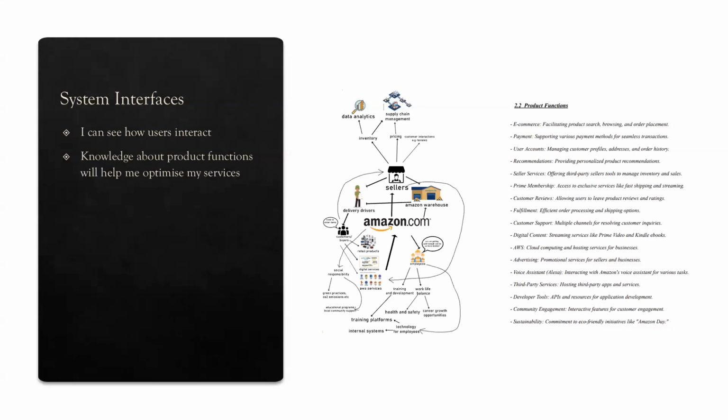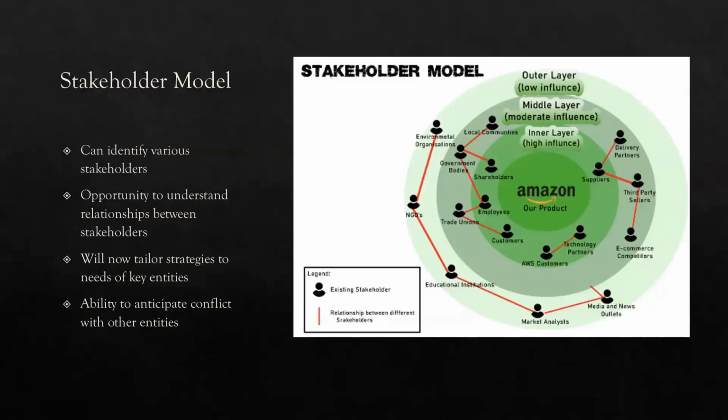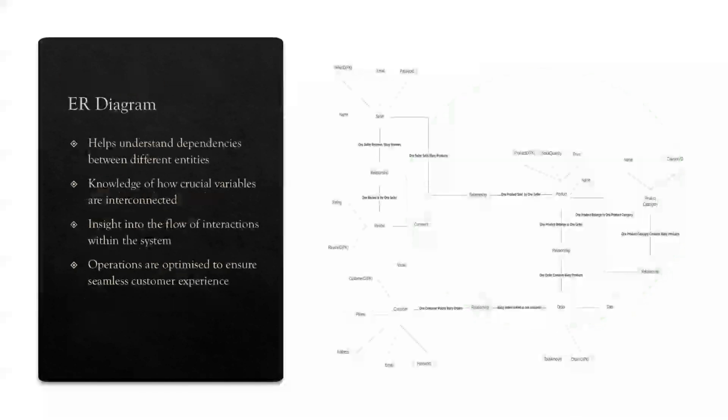Running through the system interfaces, I can see from the system vision board how I connect to customers and other entities. This and the product functions help me to understand what I can do to make life easier for my customers. The stakeholder model helps me to identify various stakeholders and understand their needs, interests, and expectations of me. This understanding will help me to optimize my service and prioritize key entities and also avoid conflict with other stakeholders. This will save me time and resources.